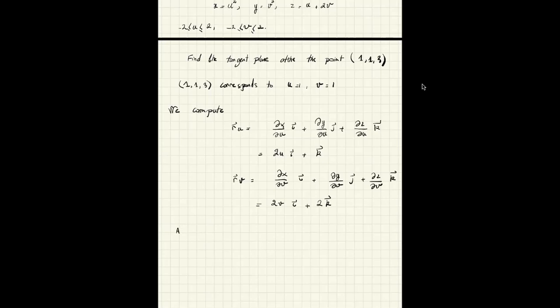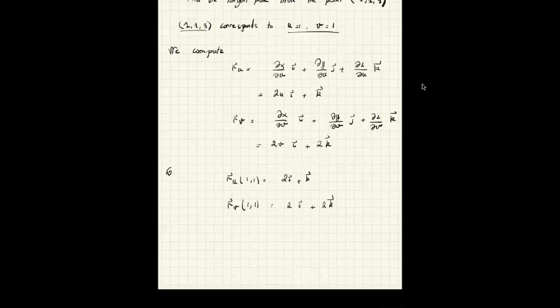So for now you have to deal with this, because if you want to find the tangent vectors at the point 1, 1, 3, it corresponds to U, V equal to 1. So R_U is equal to 2I plus K, and R_V at 1 is 2I plus 2K, okay?